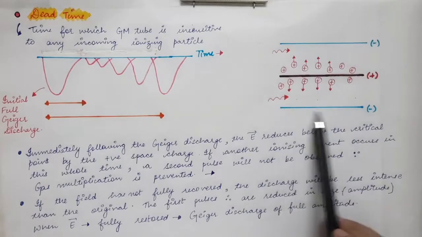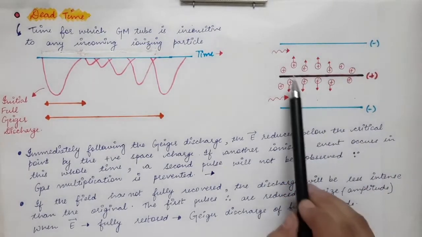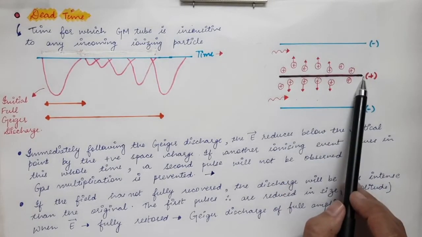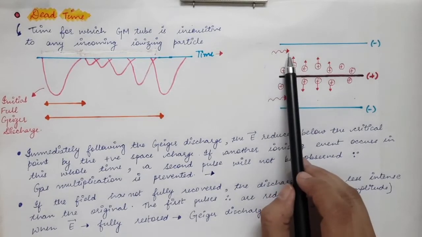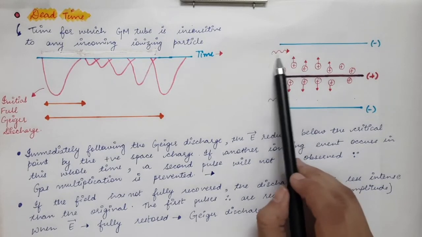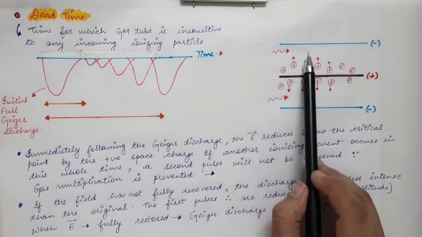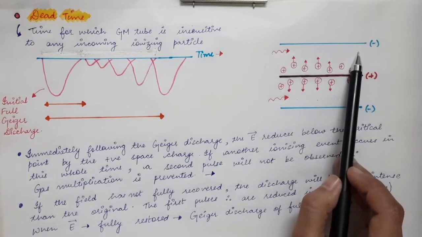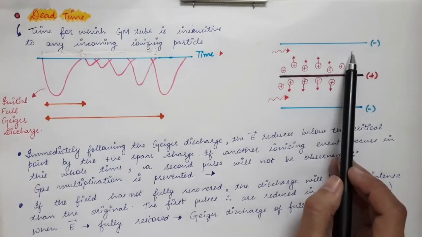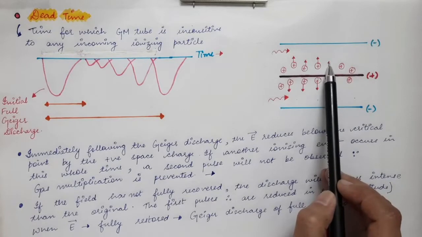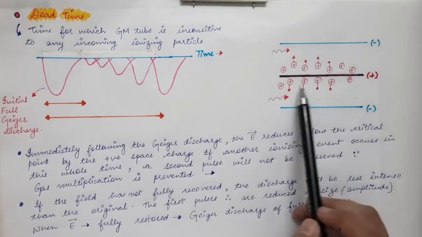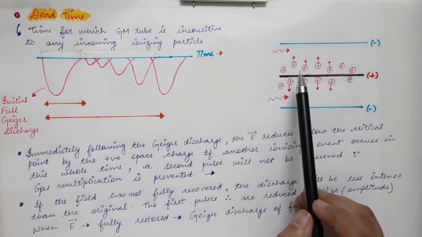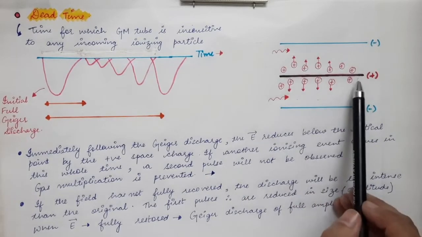Now if you have a GM tube, this is the cathode walls and this is the anode wire, the central anode wire. Now when one ionizing particle enters the GM tube, there will be primary ionizations. Those primary ionizations will further cause secondary ionizations and Geiger discharge will occur due to the high strength of the electric field, and hence you will get a pulse.